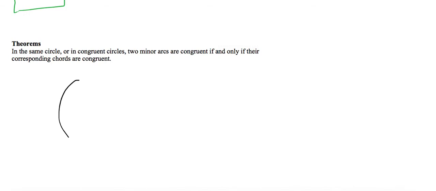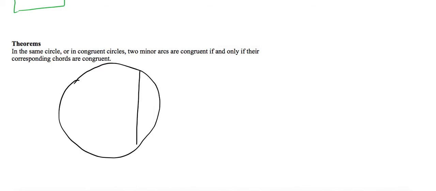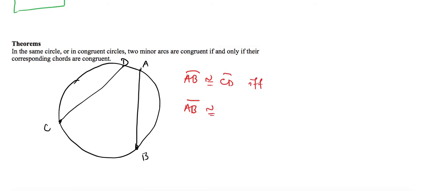So let's draw a picture of a circle, and let's have a chord here. Let's call this chord AB. And let's have a second chord here. Let's call this chord CD. And what this theorem says is that arc AB is congruent to arc CD if and only if line segment AB, right, so we use this bar here, is congruent to line segment CD. So let me make this clear. This should be an arc. Okay? And if you want to see a proof, well, we did it up here.